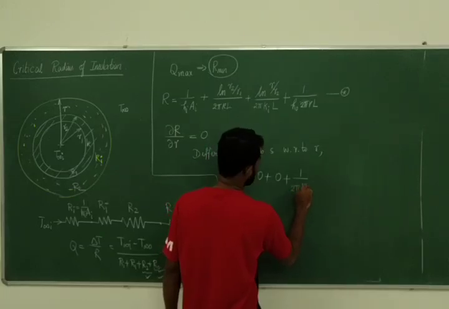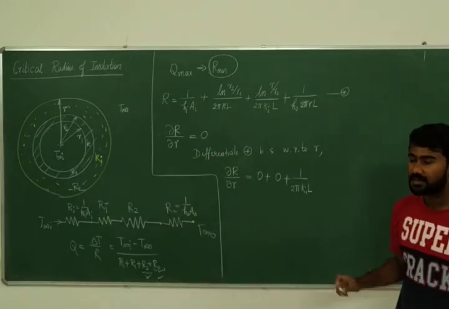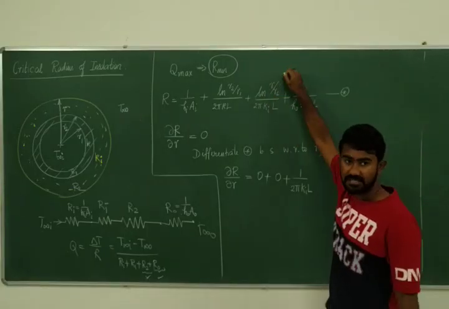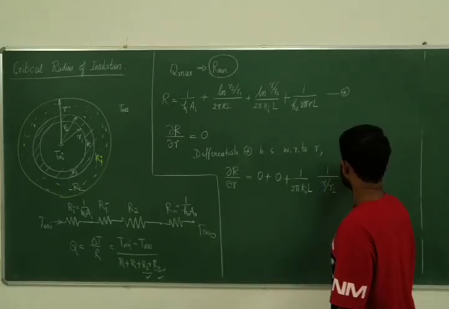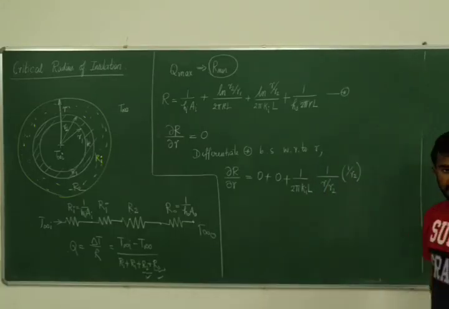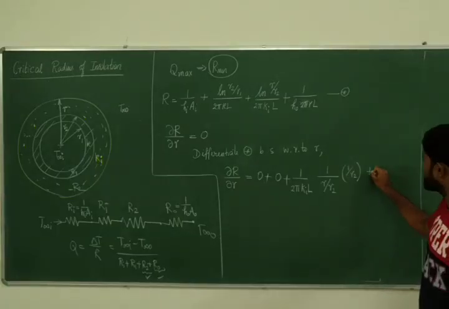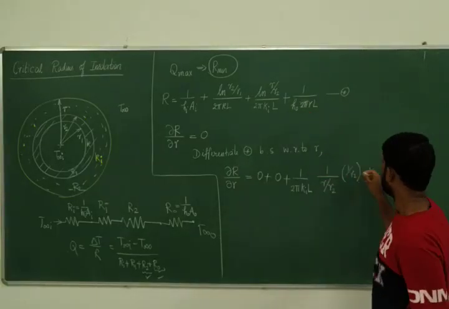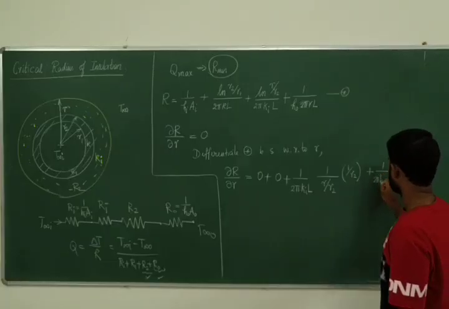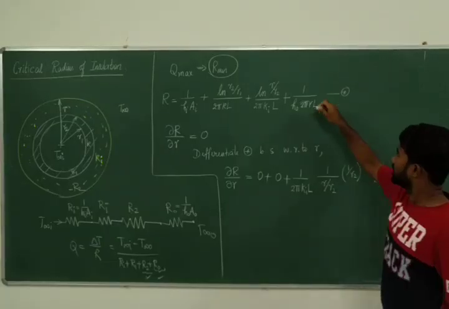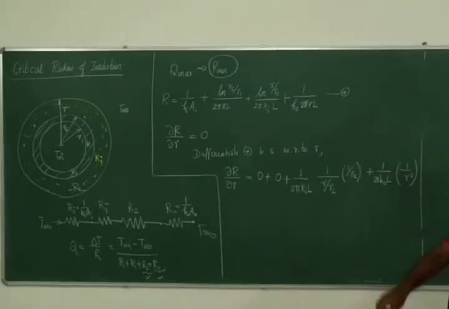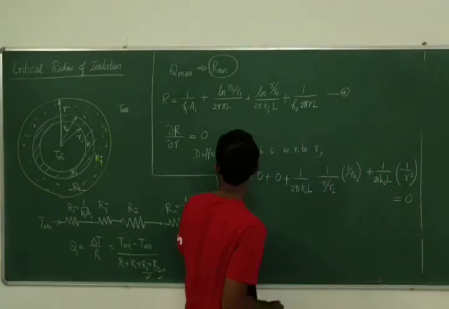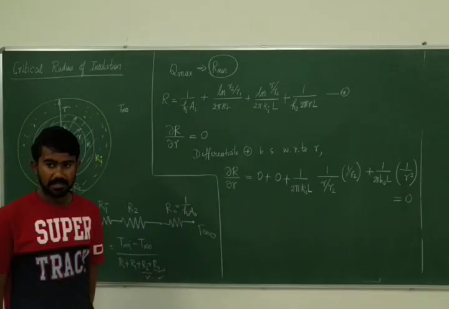1 by 2 pi Ki is a constant. Now we have to take a derivative of ln something. Ln something is 1 by something into the derivative of something. So that will be the derivative of this, plus again here you see 1 by 2 pi h naught L is a constant. The derivative of 1 by r is minus 1 by r square. Now this has to be equal to 0. For a minimum, ∂R/∂r has to be equal to 0.